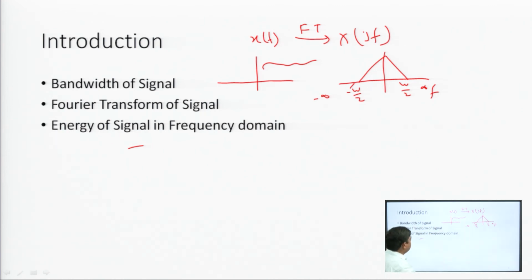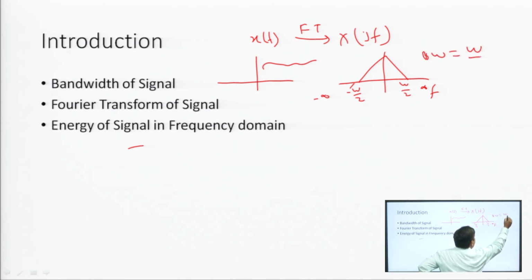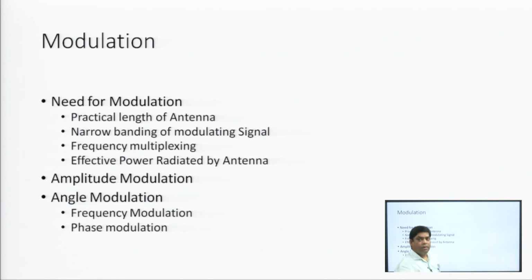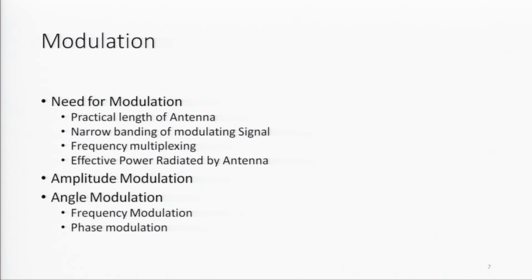That is the bandwidth of the signal, W by 2. Fourier transform and energy of a signal in the frequency domain have already been discussed, and can be used to find the bandwidth of the signal: finding the frequency range containing 95% of the energy, that is the bandwidth of the signal. This is all about energy, power, and bandwidth of the signal.